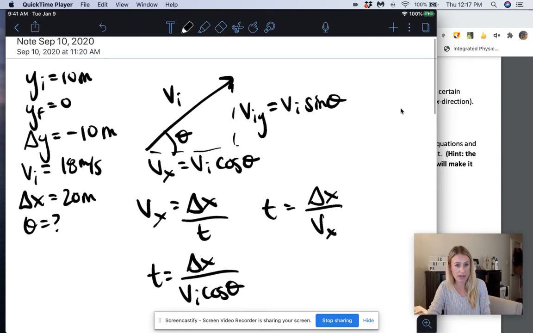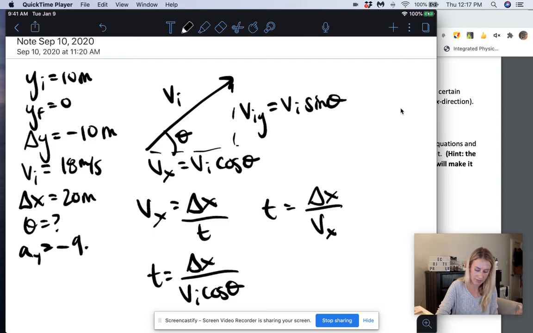Okay, so now I have an equation for time that I can then plug into my equations in the y direction. So now what I want here is an equation that has time in it, that has my delta y, my change in position in the y direction, that has my initial velocity in the y direction, and that has acceleration, because of course I know that the acceleration in the y direction is equal to a negative 9.8 meters per second squared.